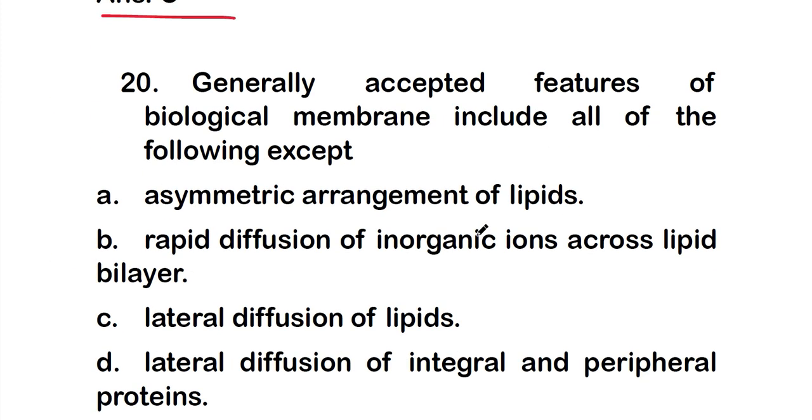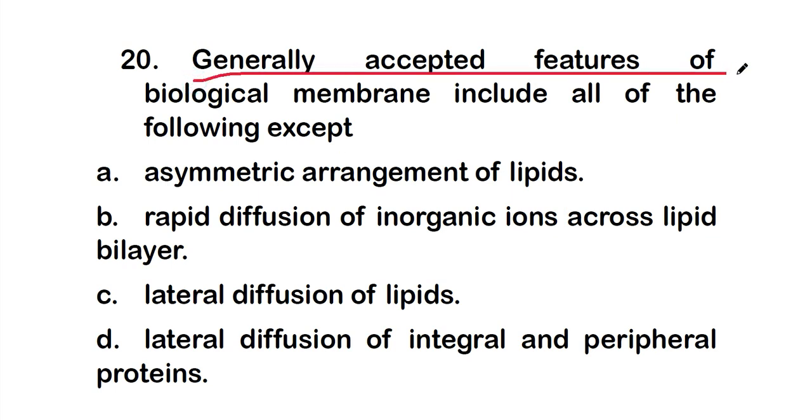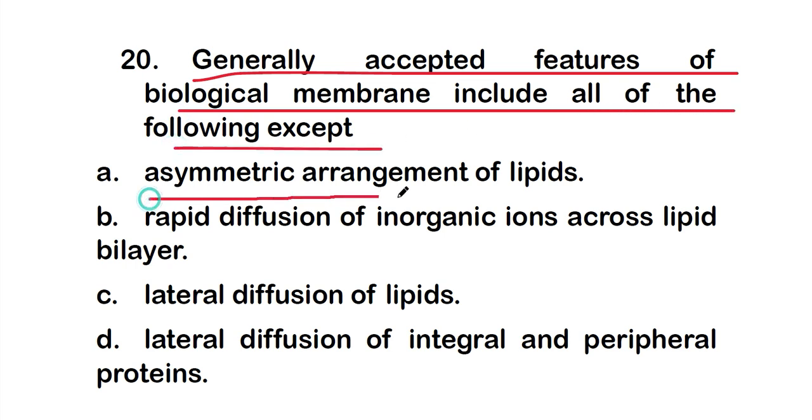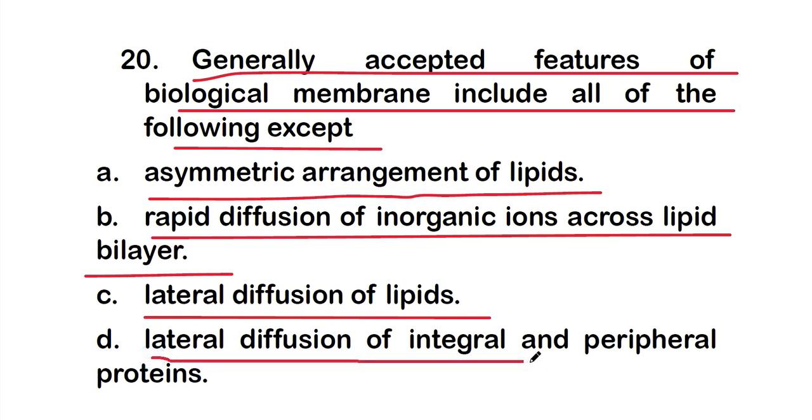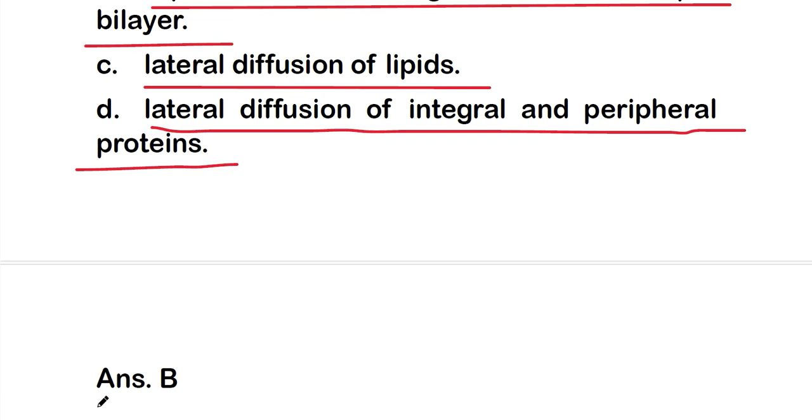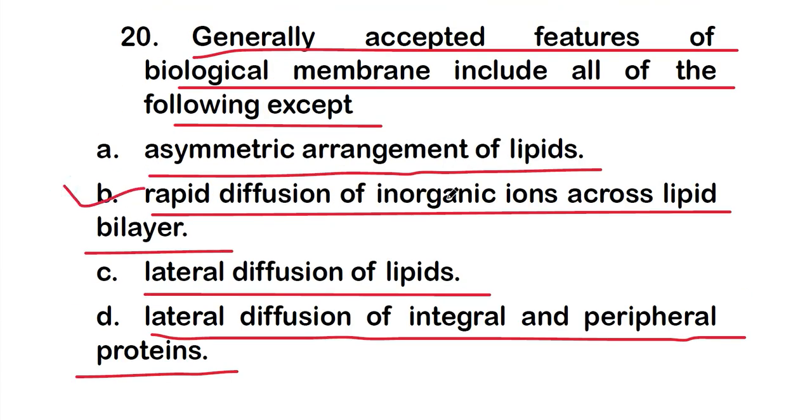Okay. So the last question of this video: generally accepted features of biological membrane include all of the following except: option A, asymmetric arrangement of lipids; option B, rapid diffusion of inorganic ions across lipid bilayer; option C, lateral diffusion of lipids; or option D, lateral diffusion of integral and peripheral proteins. And the right one is option B, that is, rapid diffusion of inorganic ions across lipid bilayers. So generally accepted features of biological membrane include all of the following except this one; rapid diffusion of inorganic ions across lipid bilayer is not correct.